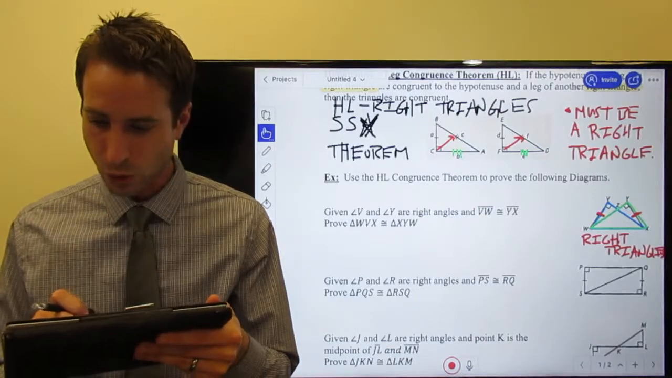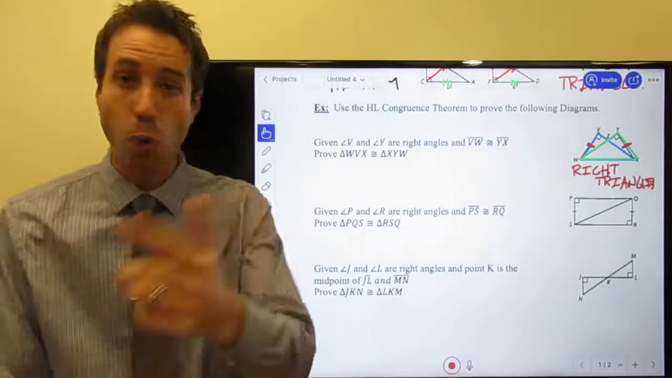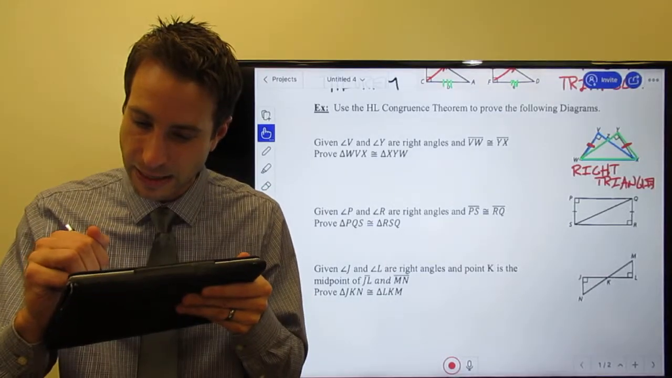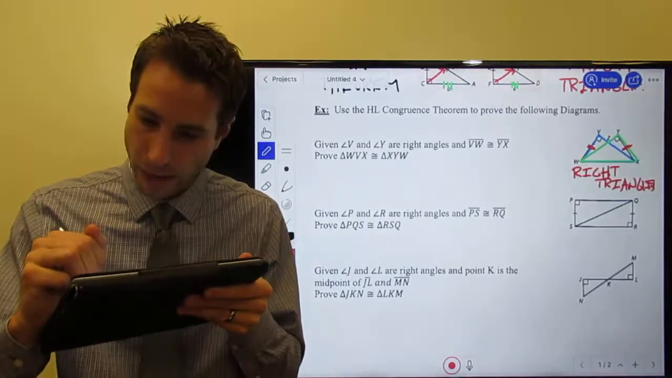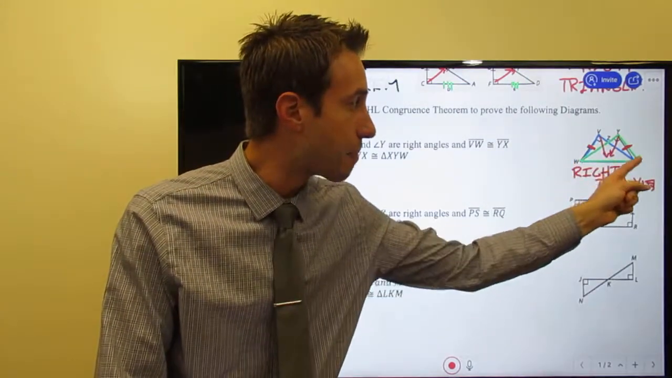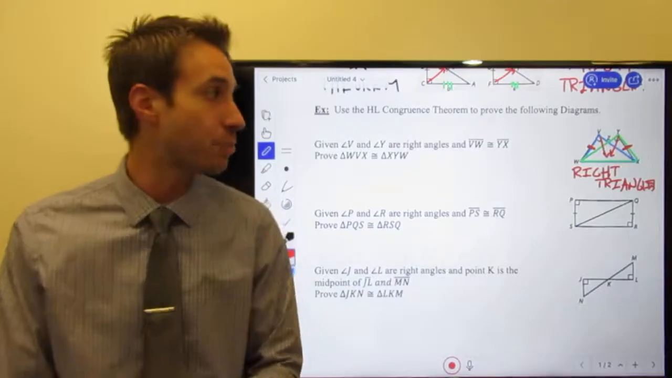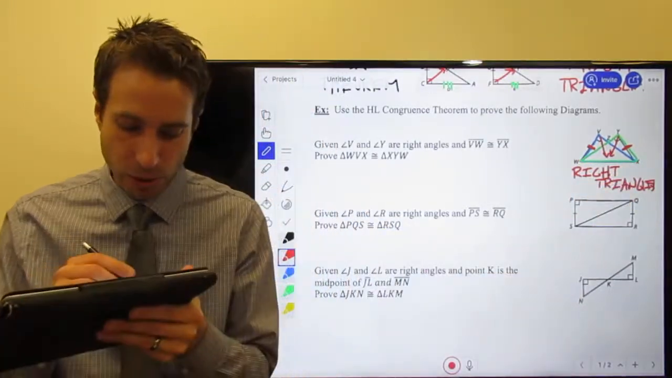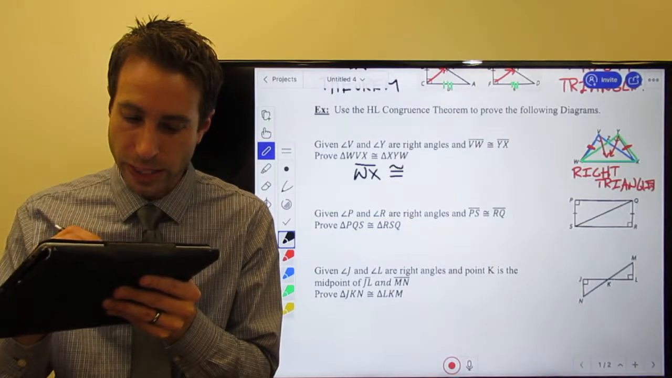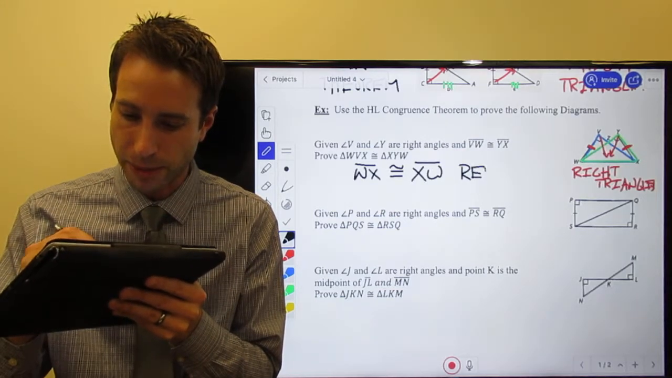So here we go. In my diagram, are these legs or are they hypotenuses? Well, since the right angles are up here, that means the hypotenuse has to be the side that is opposite that right angle. Oh, look at that. Those arrows are pointing down right there. So I know that that's the hypotenuse side. The question is, can I prove that they're congruent? Absolutely. We've seen this in previous sections. The side WX must be congruent to side XW thanks to the reflexive property.